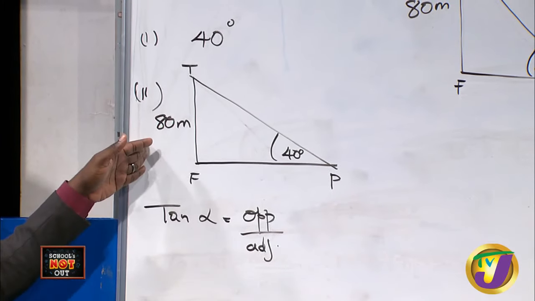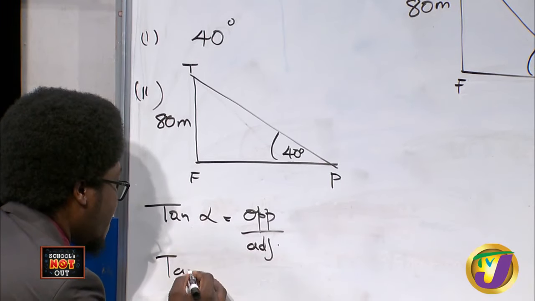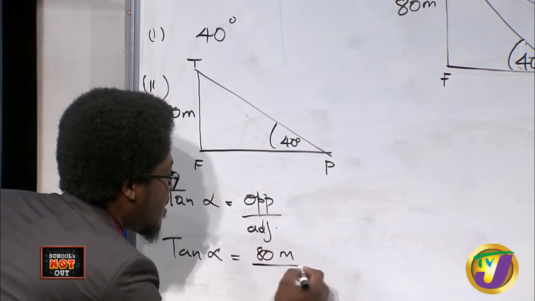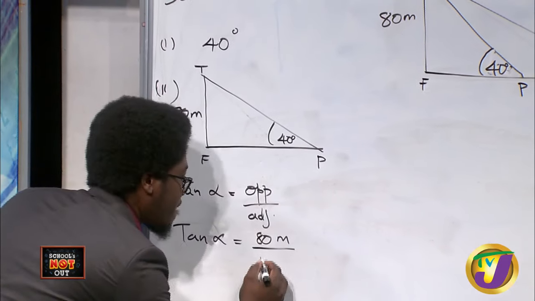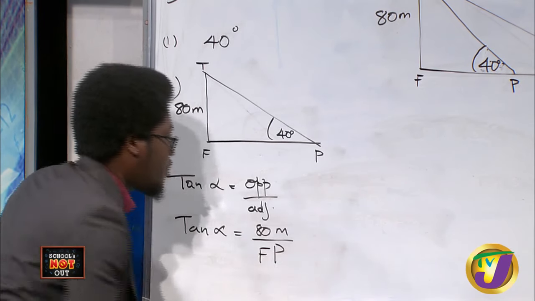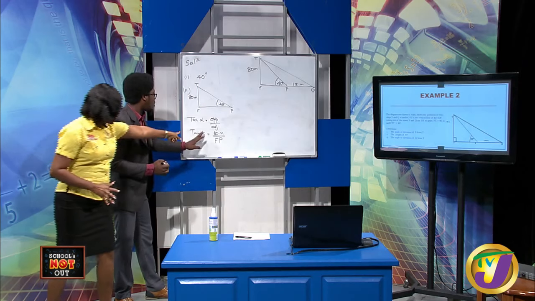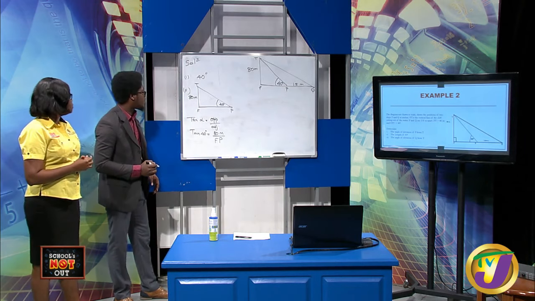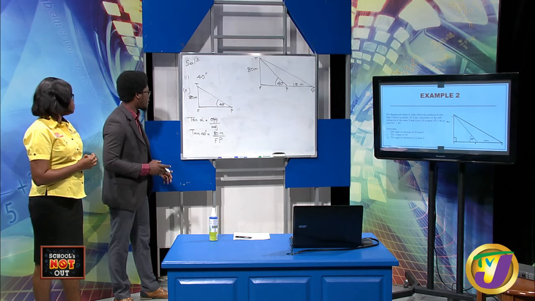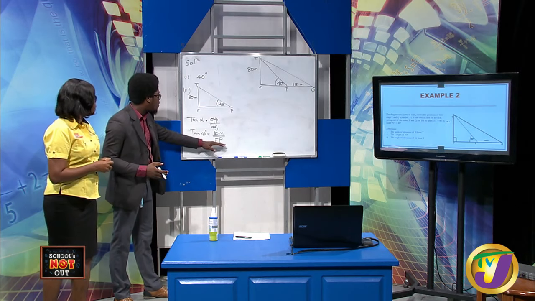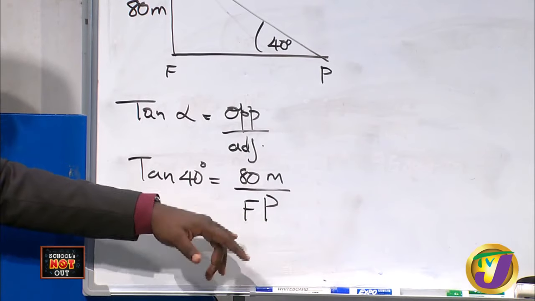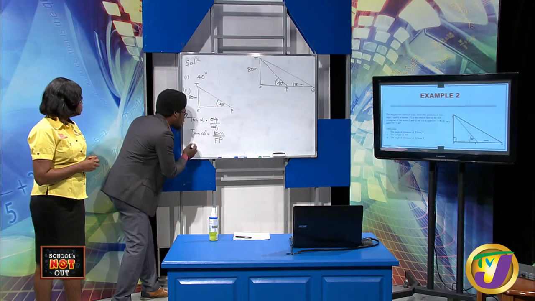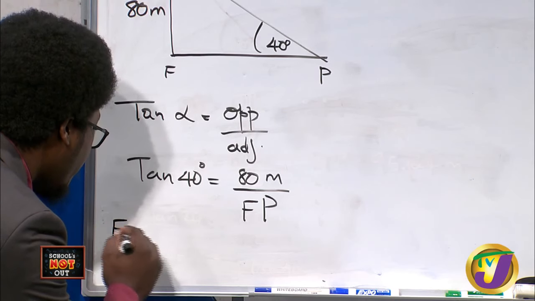Remember, our opposite is TF, which is equal to 80. So let's substitute those values into the equation: tan of our angle, 40 degrees, equals 80 meters divided by the adjacent, which we don't know, FP. I feel more confident now. Since I want to find FP, I am going to make FP the subject of my equation, so I'm going to transpose FP.